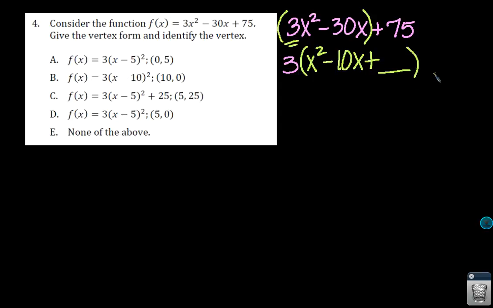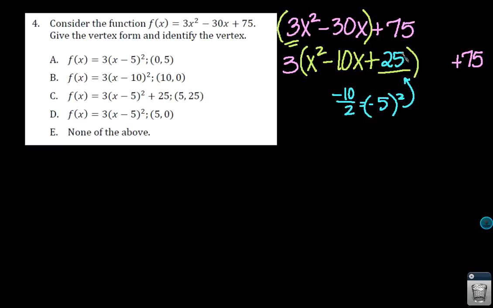And I'm also going to leave some additional space over here. And I have my plus 75 out here. I've just pushed it over a little bit. Now the value that completes the square is half of this middle term. So negative 10 divided by 2 is negative 5. And when I square negative 5, I get 25.